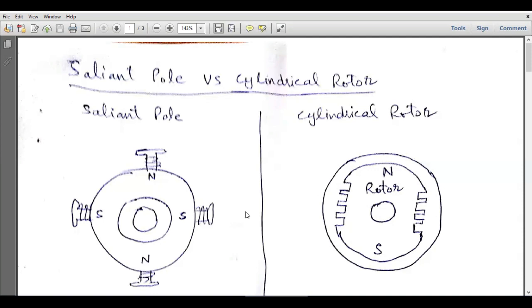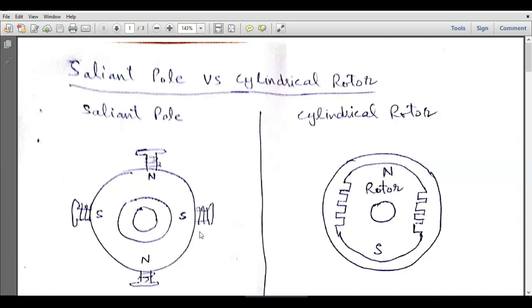Now, the design of these two rotors is clearly different. This is a cylindrical rotor and its cross section is circular. So, such a rotor is useful for operating at high speeds, and this type of rotor is useful for producing high torque but small speed applications.